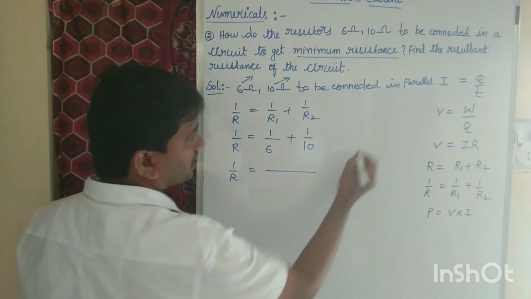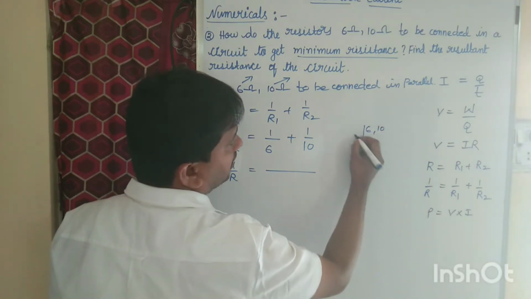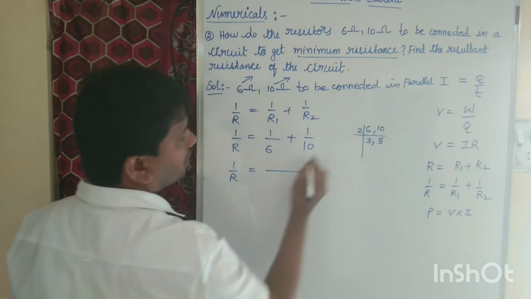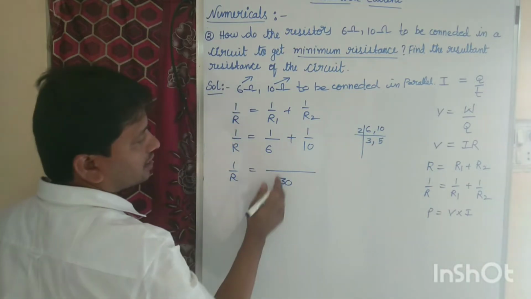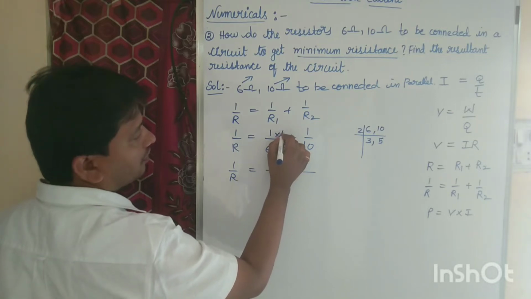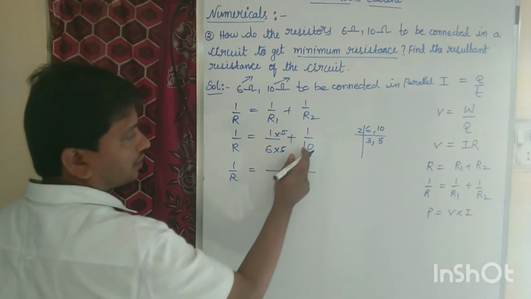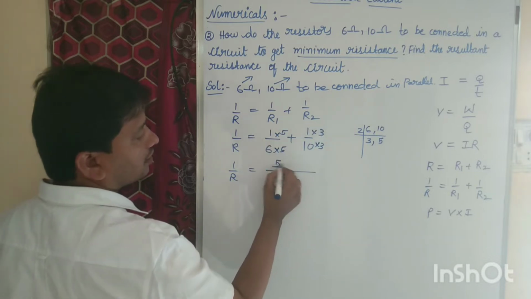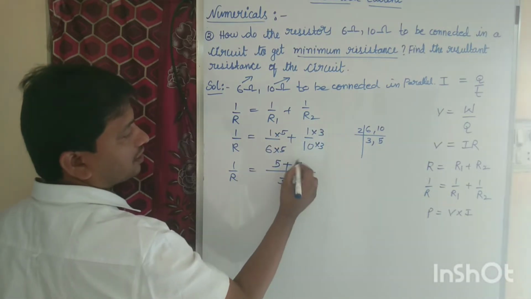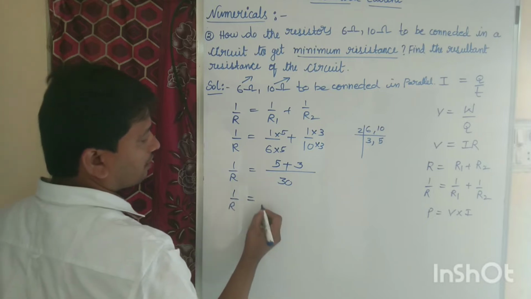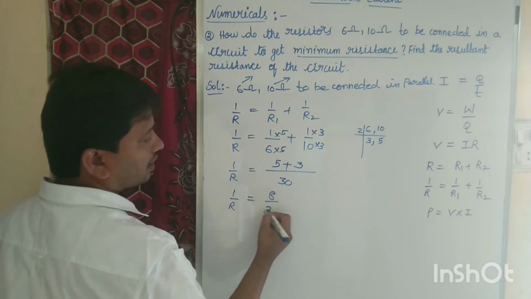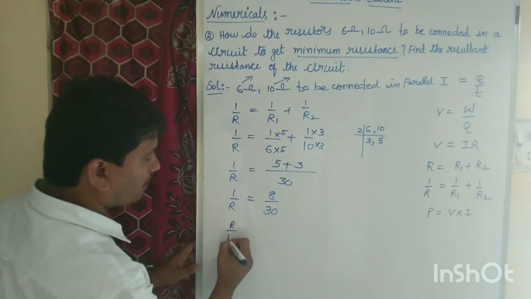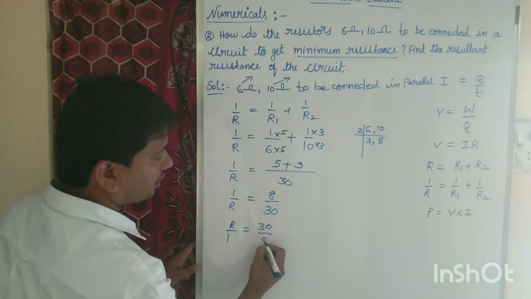as the LCM of 6 and 10, what is the LCM of 6 and 10? 2 3 is 6, 2 5 is 10, 5 3 is 15, 15 2 is 30. 6 5 is 30, into 5, into 5. 10 3 is 30, into 3, into 3. 1 5 is 5. 1 3 is 3. 1 by R equal to 5 plus 3, 8, 8 by 30. So effective resistance, R by 1 equal to 30 divided by 8.